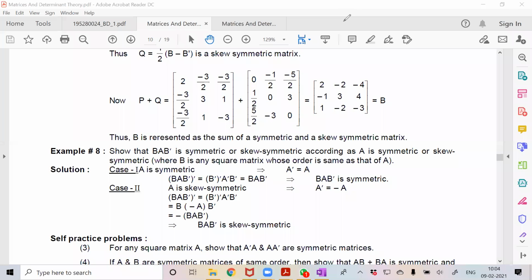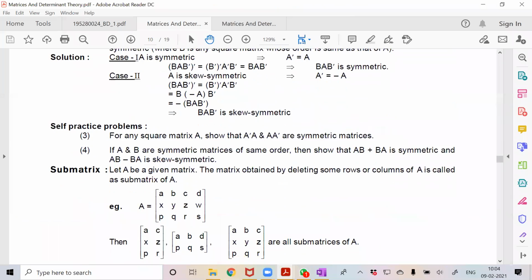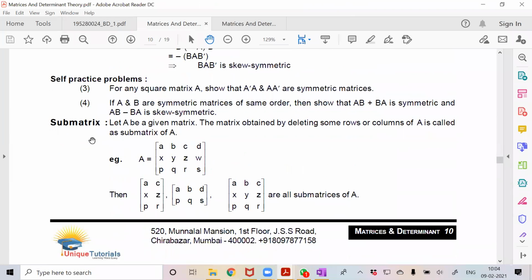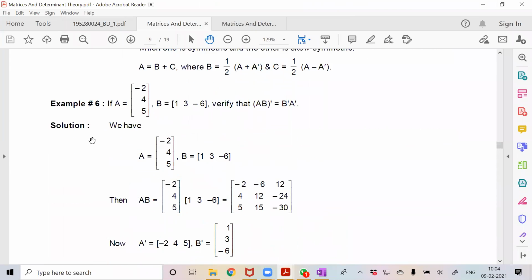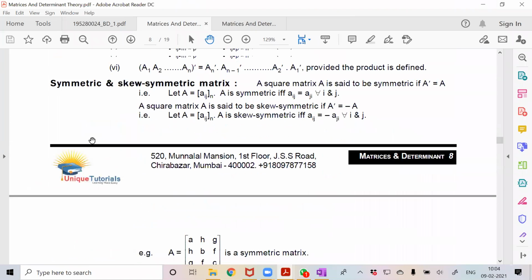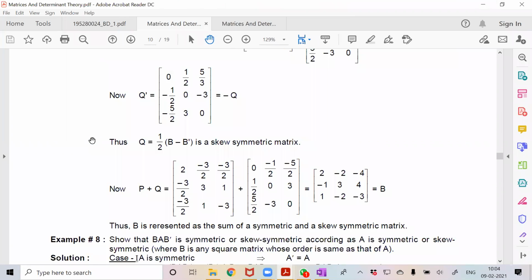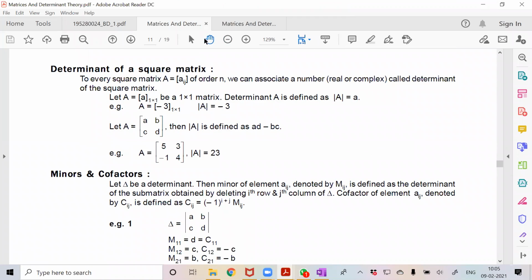Okay. So homework for today will be this Example 8 and these self-practice problems. So you know these 2, 3, 4. This is page number 10. So until page 10 you can finish all examples and all self-practice problems. Please finish till page 10, and then we'll continue in the next class with the determinant of a square matrix. So today we discussed transpose, skew symmetric and symmetric matrices.